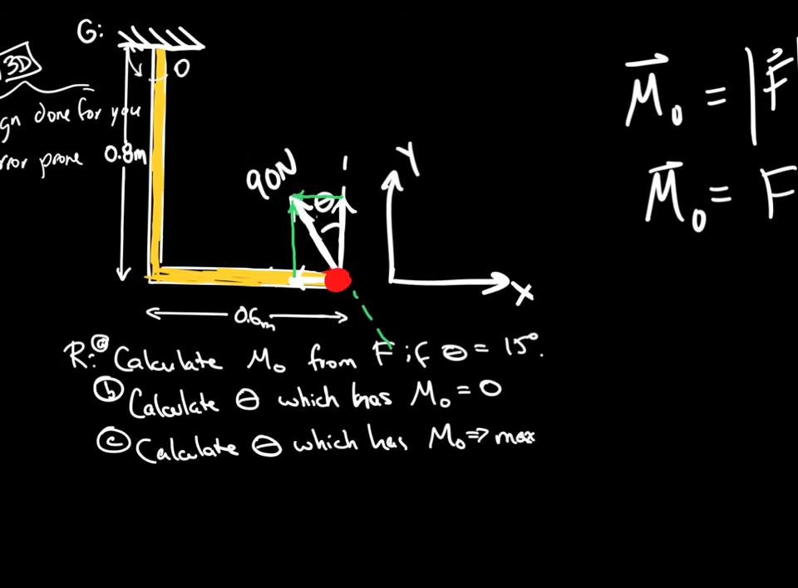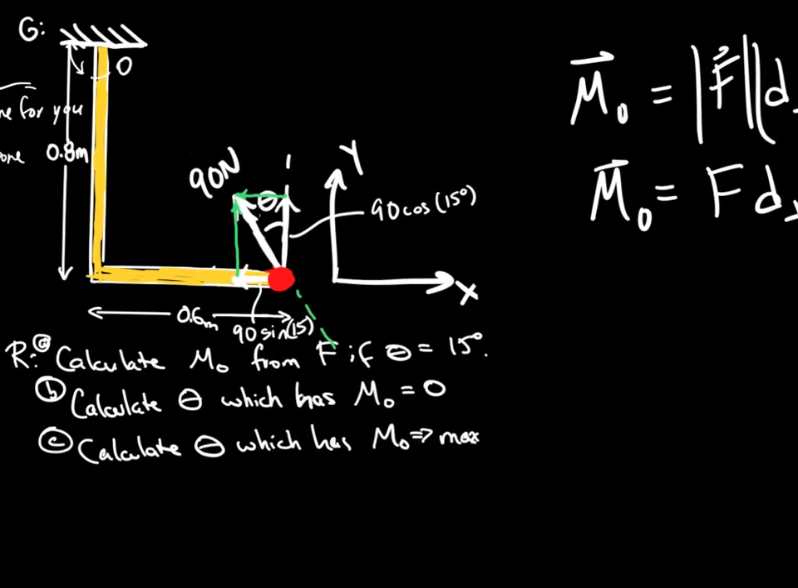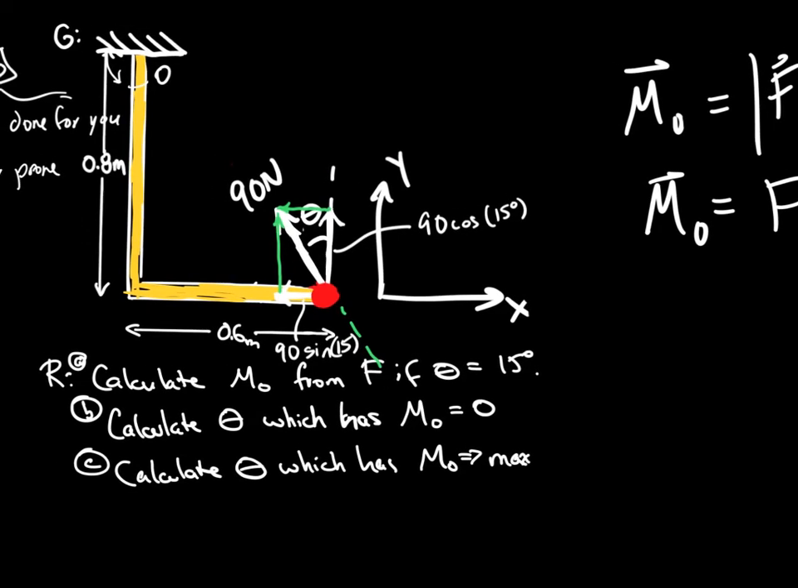So if we've done our trig correctly, this one right here will be 90 times the cosine of 15 degrees, because theta in this case is 15. And this one right here, they don't really have a lot of space for it, but it's going to be 90 times the sine of 15 degrees. It could also be the cosine of 75 if you prefer. So those are my forces. I've split it up into two forces, and the reason that I'm splitting it up into two forces is because this D that I'm going to be using has to be perpendicular to the forces.